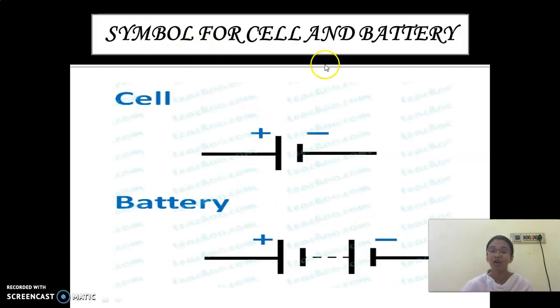This is the symbol for a cell and battery. The longer terminal is called positive and the shorter line is called negative. Plus, minus.